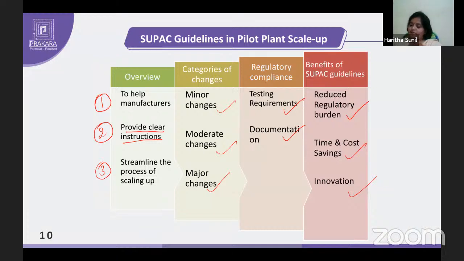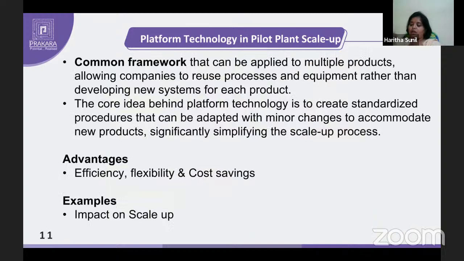And one last topic that we have in this webinar session today is platform technology in pilot plant scaling. Okay, so what is this platform technology? Generally, where do we hear about platforms? In bus stations or railway stations, right? So here, platform technology provides a common framework which can be applied to multiple products, at the same time allowing companies to reuse the processes and equipment rather than developing new systems for each product.